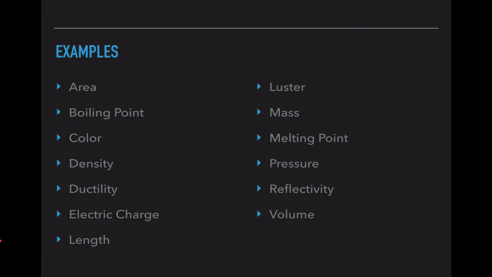So here's a list of a ton of examples of physical characteristics. The area of a substance, the boiling point of a substance. If you have ever added salt to water before you boil it to make spaghetti or macaroni and cheese, that is changing the boiling point of that water because you are now adding a second substance to it. Color, density, ductility is the flexibility or bendability of something. The electric charge, length, luster is how shiny it is. Mass, melting point, pressure, reflectivity is how well it reflects light, and then volume. Just write a few of these down. These are all examples of physical characteristics.